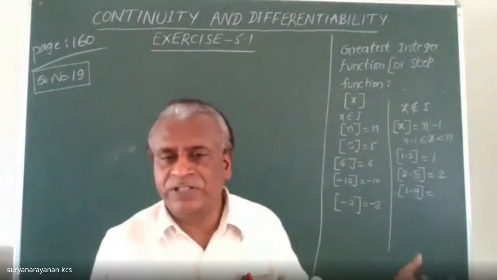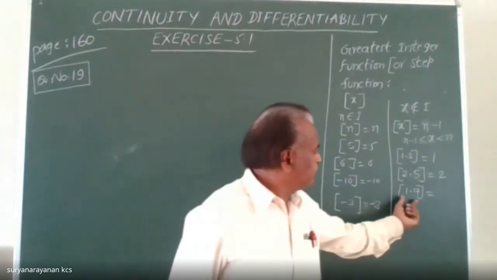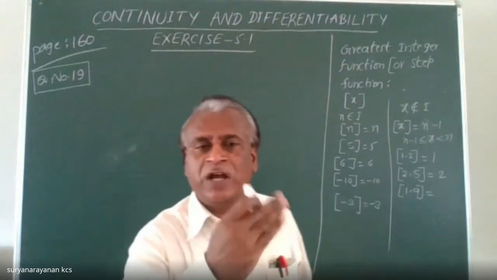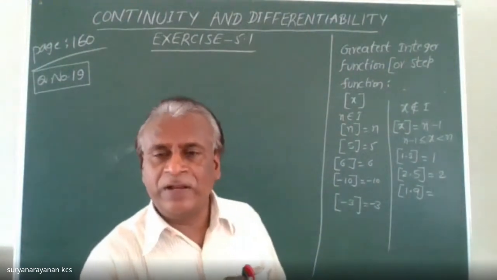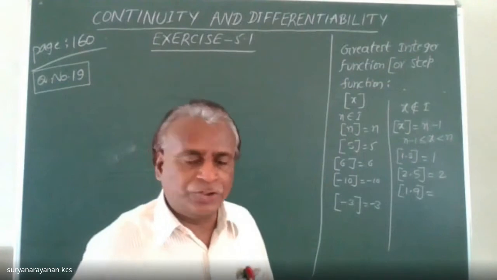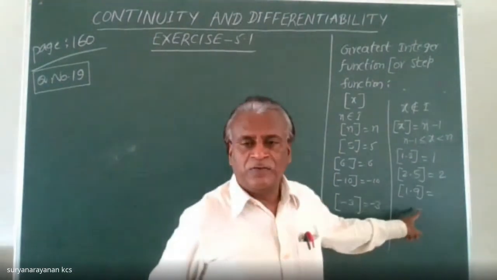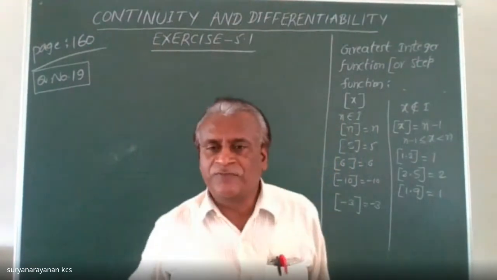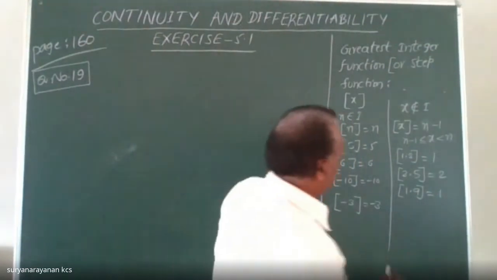Step 1.9. 1.9 is not an integer, but it lies between 1 and 2. So its function value is 1 only.